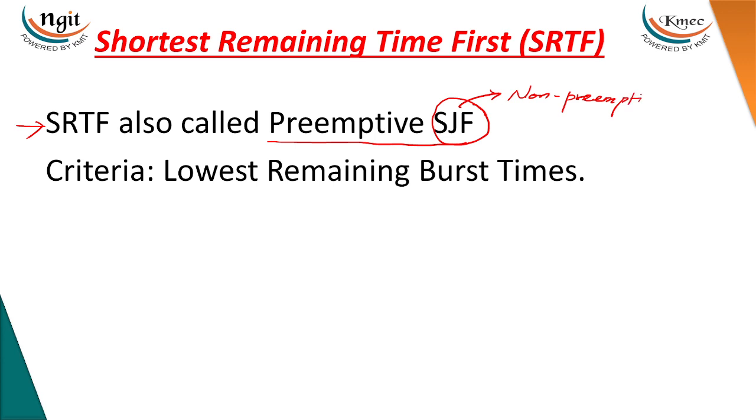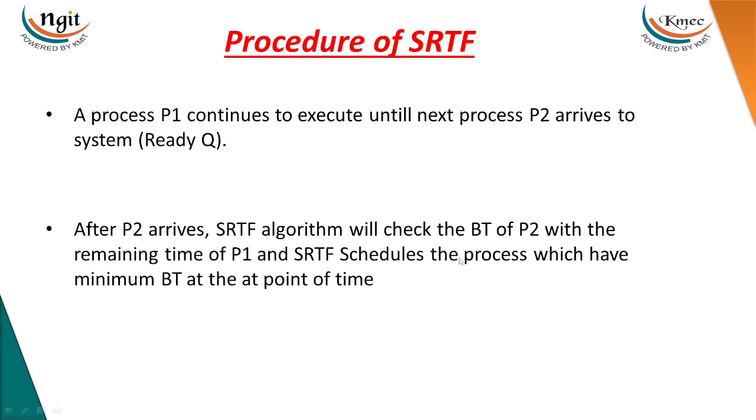Here, we will make this particular SJF preemptive so that it becomes shortest remaining time first. It is similar to your SJF, but the criteria here is the minimum of the lowest remaining burst time. So how will it be done? There are two cases. Let's see.